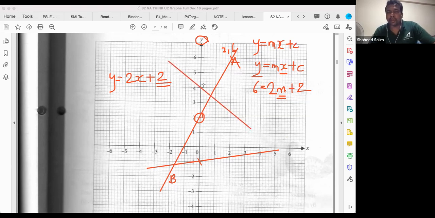When does it cut the y-axis? Down here. So this one will be +4. See, this C is the y-intercept. Remember that. So what is this? This is called a gradient. Gradient is how steep the slope is.